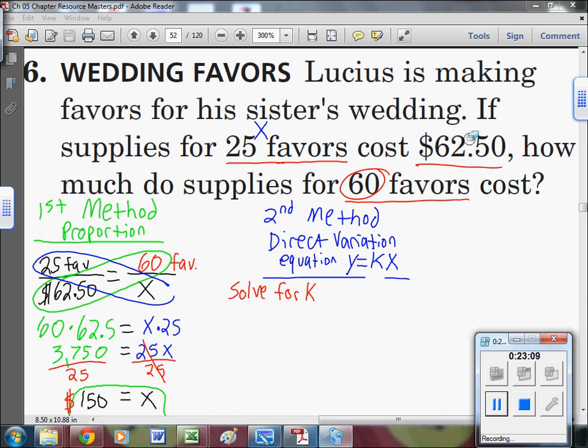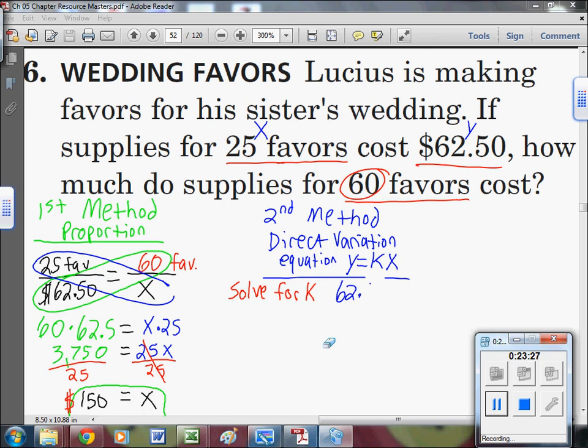The one that is the result of the other one, that is the dependent variable, or your output, or your y, otherwise known as. Remember, we said those four words all mean the same thing. Output, y, range, dependent variable, all those mean the same thing. All right, so plug in for x, plug in for y, solve for k, that's all we're gonna do.